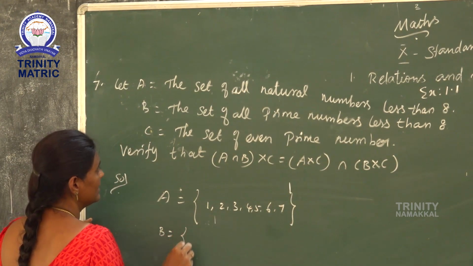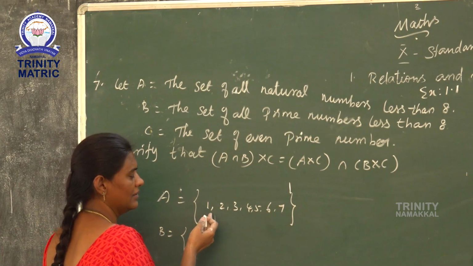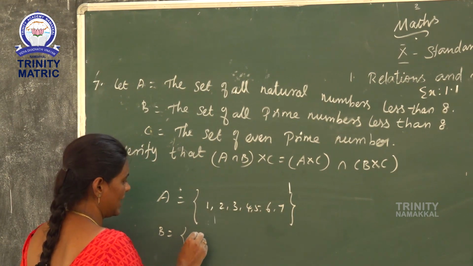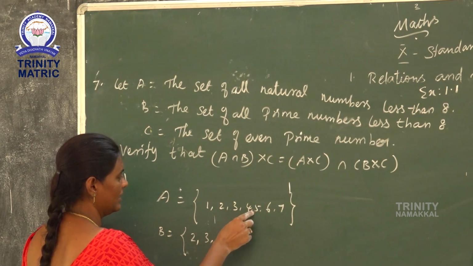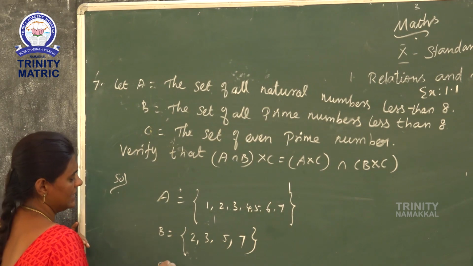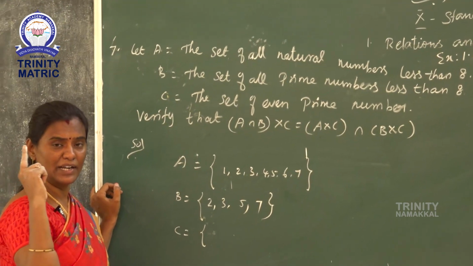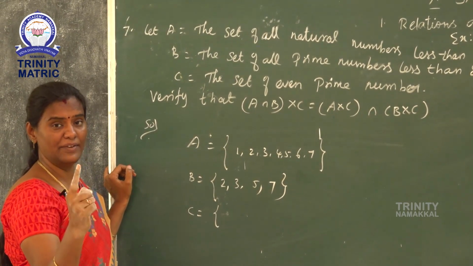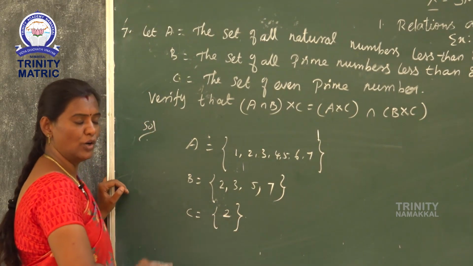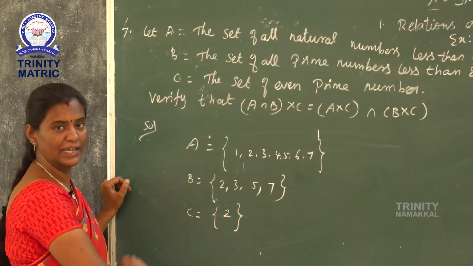Then the set B is the set of all prime numbers less than 8. See here the numbers less than 8. What are the prime numbers from these numbers? 2 is a prime number, 3 is a prime number, 5 is a prime number, 7 is a prime number. Then C is the set of even prime numbers. There is only one even prime number, that is 2. All the other prime numbers are odd prime numbers. So only 2 is the even prime number.